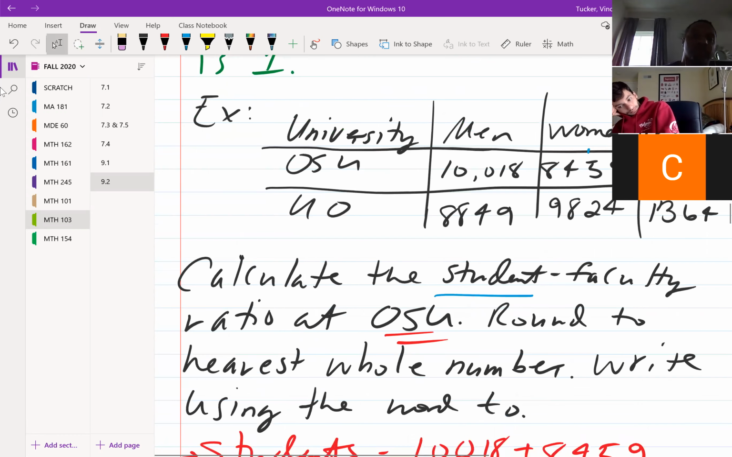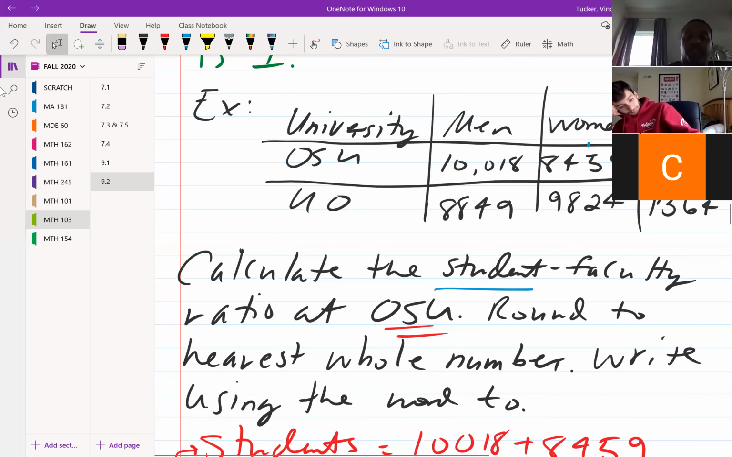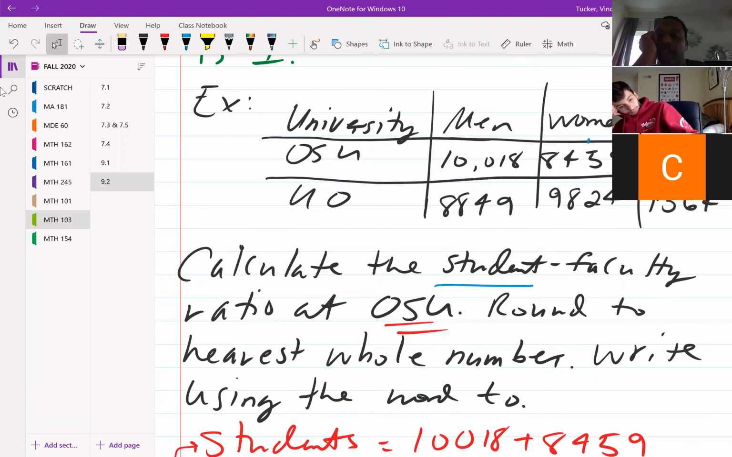From this table, they asked us to calculate the student to faculty ratio at OSU. Really just says student dash faculty, but that's what they're going for. The first number in your ratio is student. The second number will be your faculty. Round to the nearest whole number, then write using the word to.